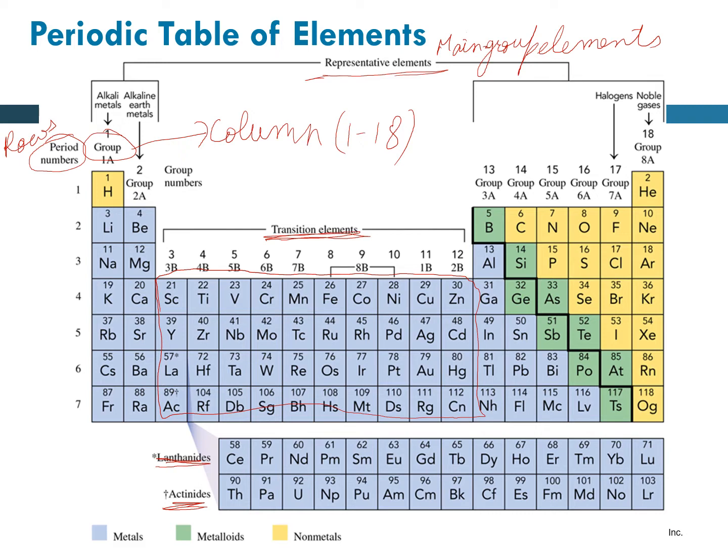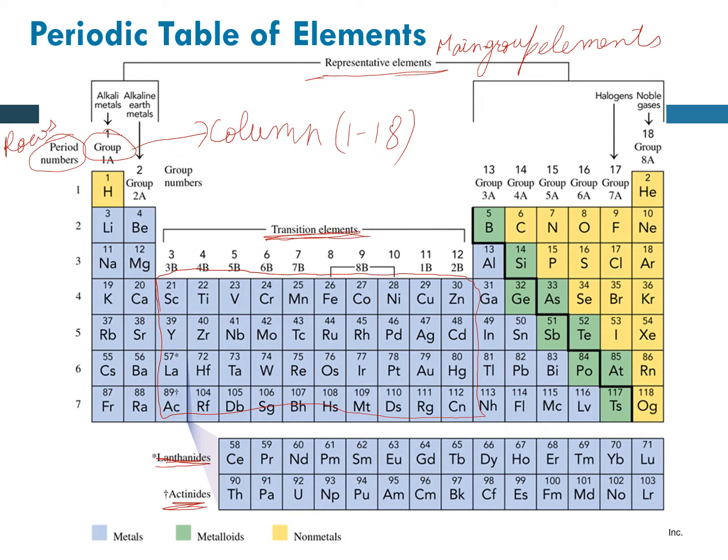this particular element AC. This is 89, followed by 90, 91, 92, until 103, and then it comes back to this, which is 104. Okay, so all this in the middle along with these two are transition elements.